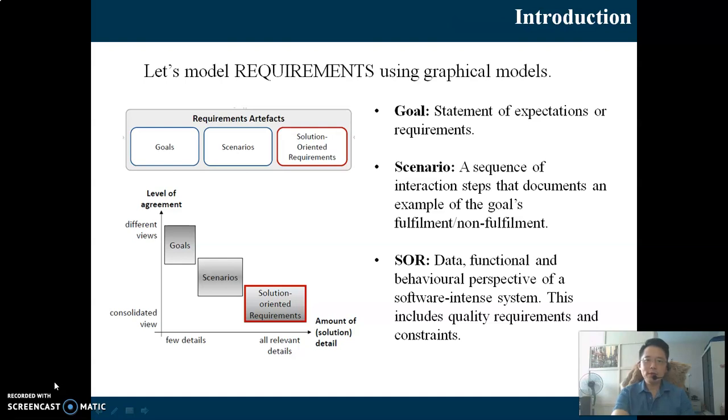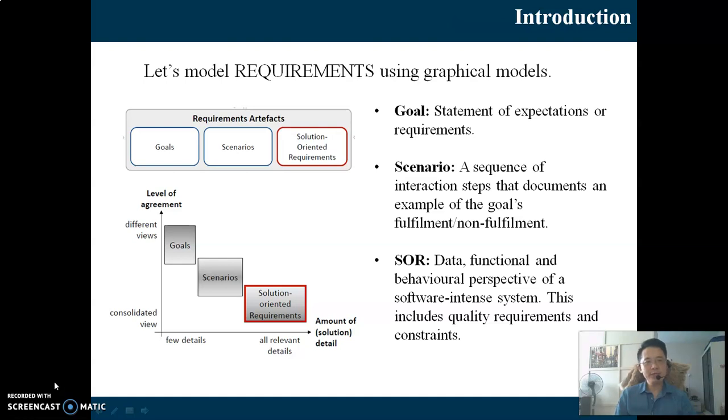Next, we'll be looking at solution-oriented requirements. Having understood the scenario, solution-oriented requirements have three perspectives. They are data, functional, and behavioral. It also includes the quality requirements and constraints. Let's look at the graphics on the left hand side of the slide, the bottom graphics. It shows how the three artifacts differ from one another. On the x-axis is the amount of solution, how much detail, showing whether it's complete or not. The y-axis shows agreement of the content.